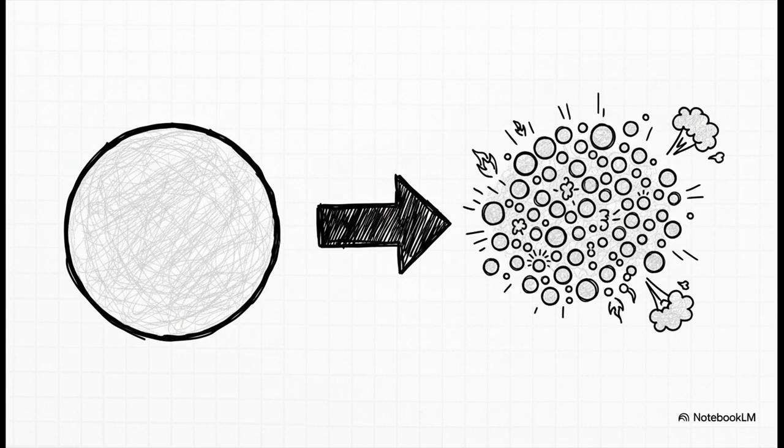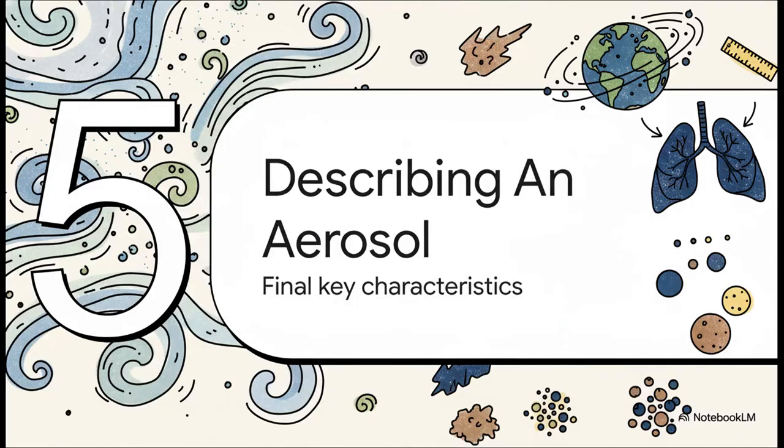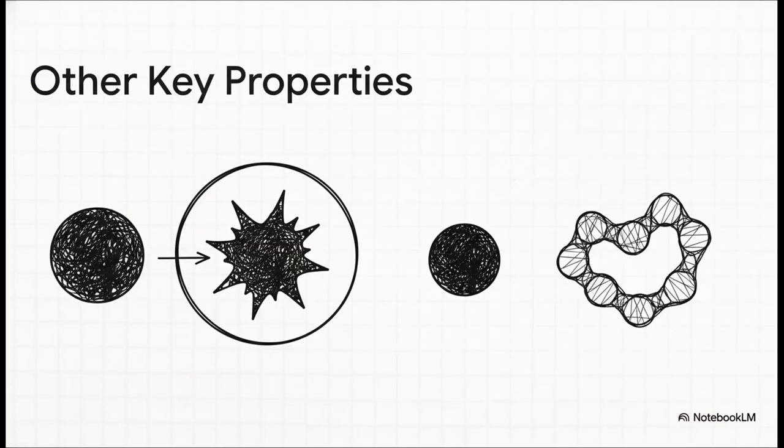This is why a cloud of fine flour dust in a mill can be explosive, and why fine particle pollution is so dangerous. It's all about that massive surface area. All right, so to really get the full picture of any aerosol system, we just need to add a couple more key properties to our mental toolkit, right alongside particle type and size. We've also got to think about shape and density.